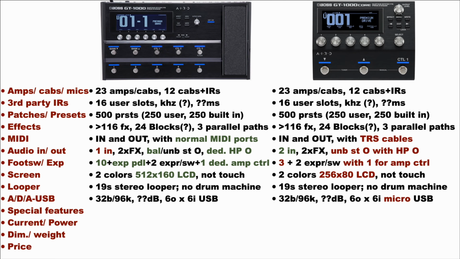the same ADA conversion and USB capabilities with a 6-in and 6-out USB audio interface, offering also the possibility to record in one USB channel the pure amp sound and to use other 2 USB channels for the effects, so that you can decide the amount of effects while mixing. And this is pretty useful. The only difference here is that the regular GT1000 has a normal USB connection, while the Core has a micro USB connection.